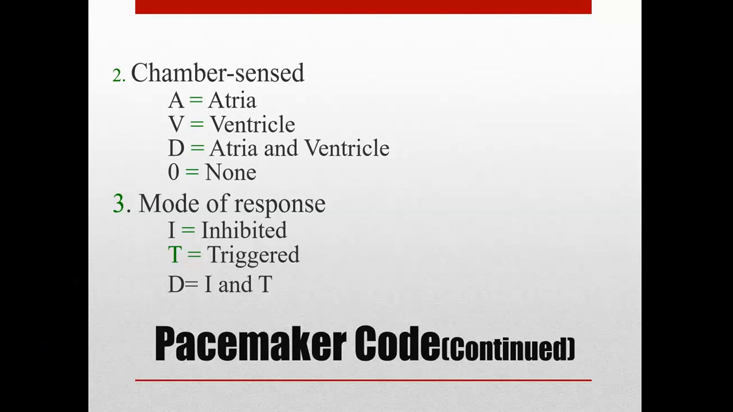So position 3 really just indicates the pacemaker's response to the sensed event that occurs. Depending on the event, the pacemaker is either going to inhibit a response or it's going to trigger a response, okay? So for example, if a P wave is sensed, then atrial pacing would be inhibited. Or when a P wave is sensed, ventricular pacing is triggered.